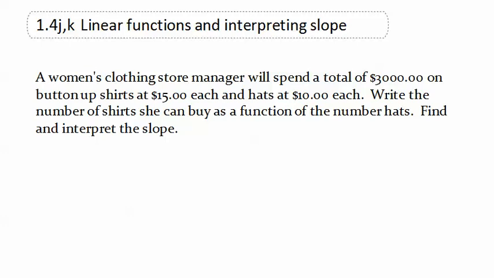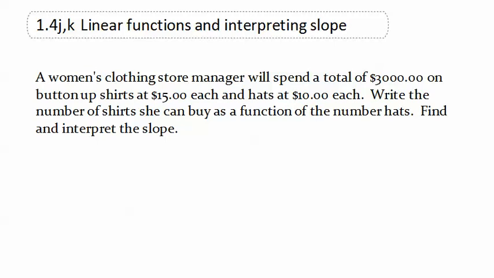Okay, this is a quick example of linear functions and then interpreting slope. So we'll take a look at how we can write a linear function and then what its slope actually means in context. A women's clothing store manager will spend a total of $3,000 on button-up shirts at $15 each and hats at $10 each. Write the number of shirts she can buy as a function of the number of hats. Find and interpret the slope.